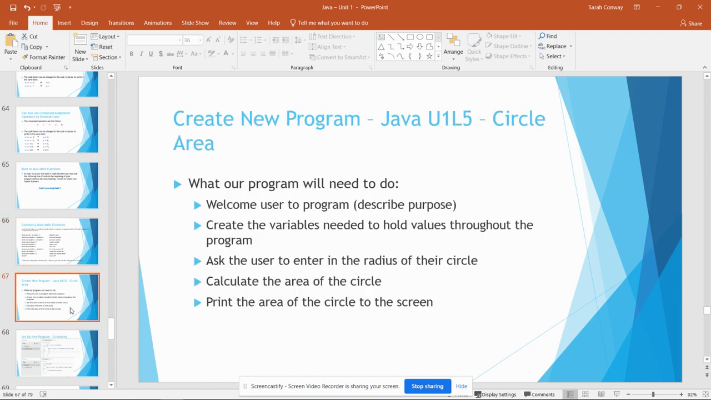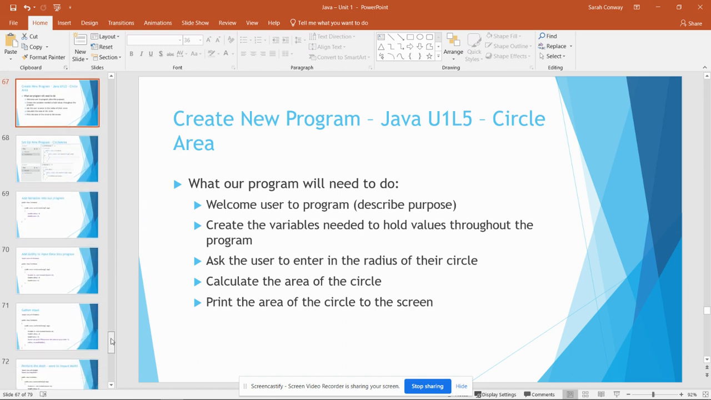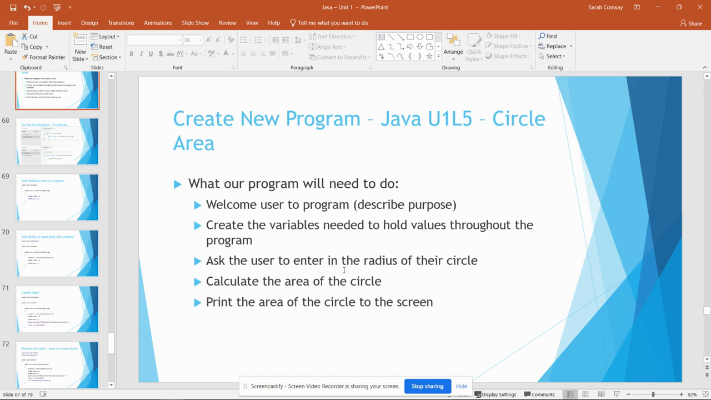Now, what we're going to do is we are going to write and create a new Java program together. So what our program will need to do is it will need to welcome the user to the program. So we'll have to describe what its purpose is so the user knows what to do. It will create the variables needed to hold the values throughout the program. It will ask the user to enter in the radius of their circle, calculate the area of their circle, and then print the area of their circle to the screen.